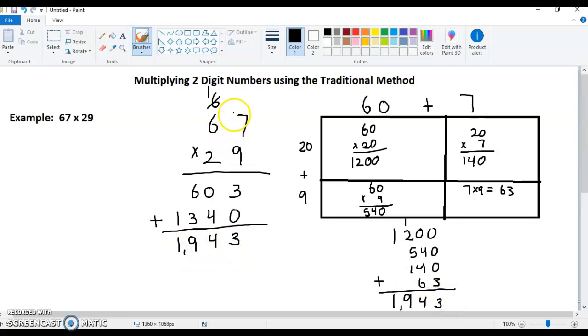Same here. So whether you use the traditional method, kind of the old-fashioned way, or you use the new kind of place value area models, you'll come up with the same product.